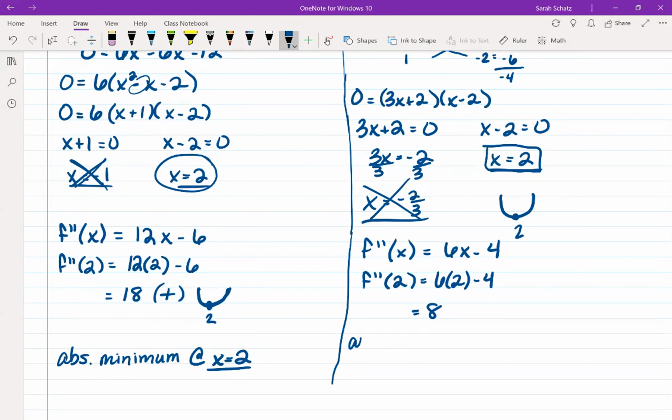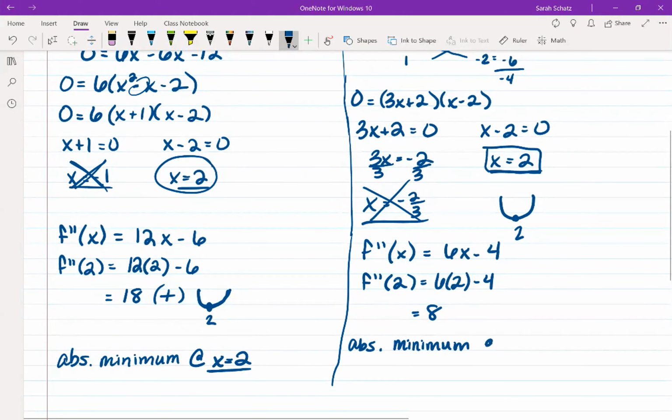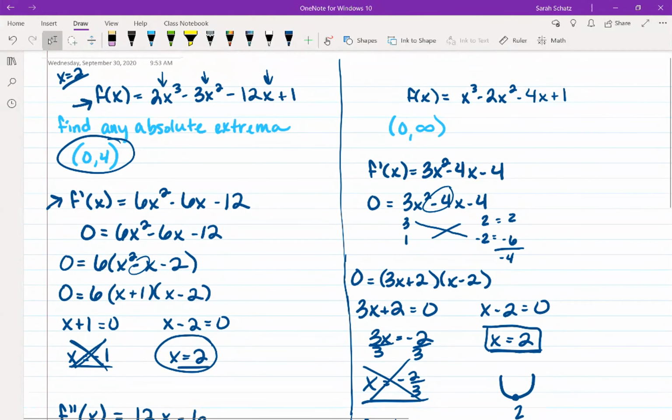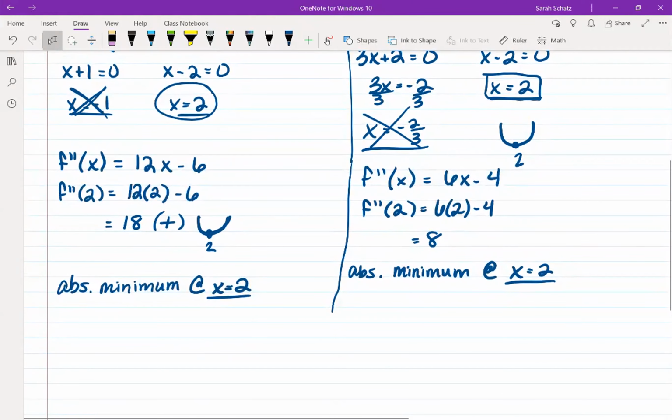So again, that's kind of not exciting. I got the exact same answer on both. But remember, it was a different problem. We did different work at least. Don't get comfortable and think your answers are all going to be absolute min at x equals 2. Remember, if it does ask for the value of the absolute minimum, you're going to go ahead and put 2 into the original function and get a y value.